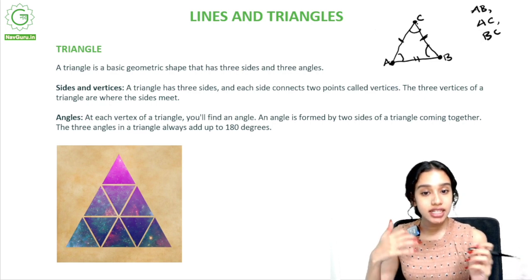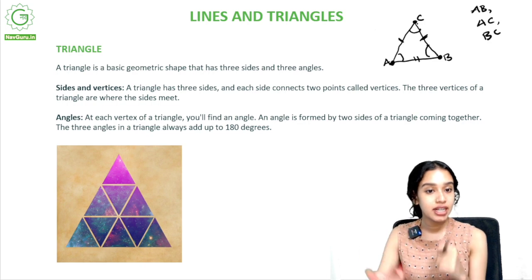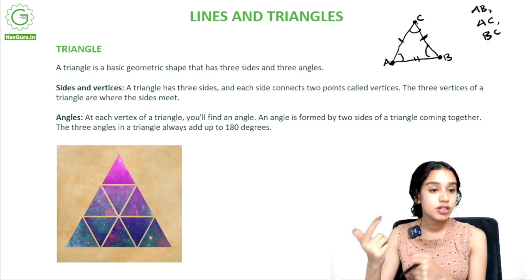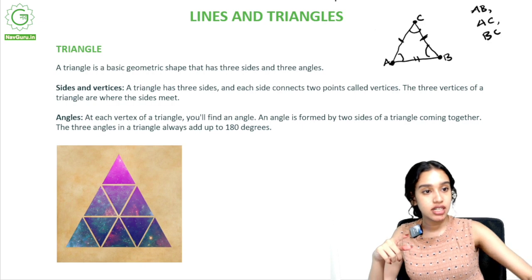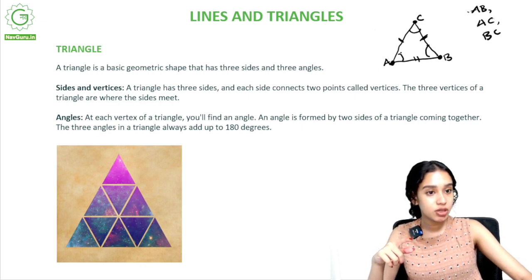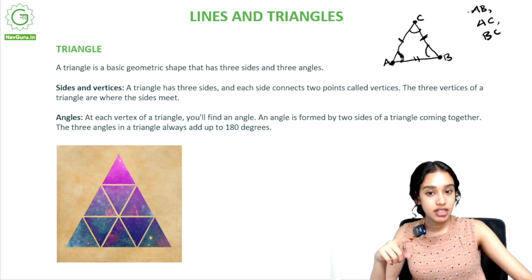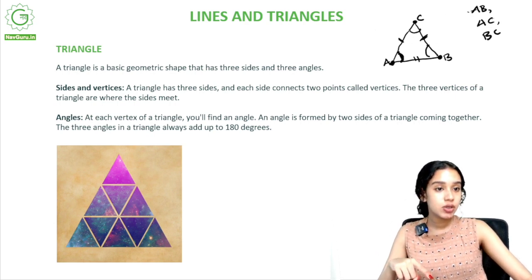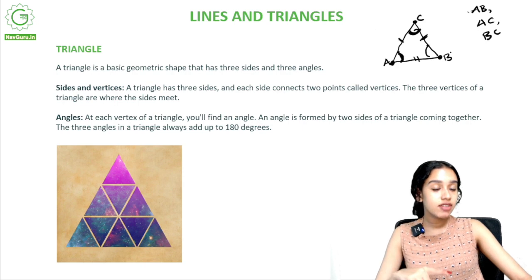Now angles. At each vertex of a triangle, you will find an angle. An angle is formed by two sides of the triangle coming together. That is, when AB and AC come together, here comes an angle, right? When BC and AC come together, here is another angle. And when BC and AB come together, we get another angle.